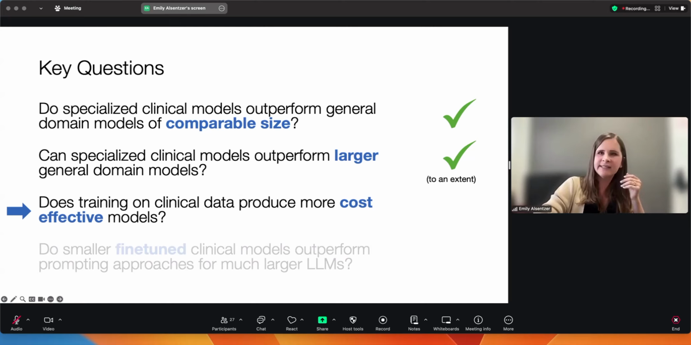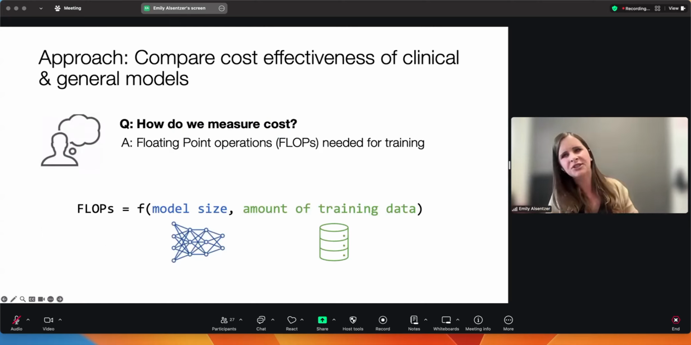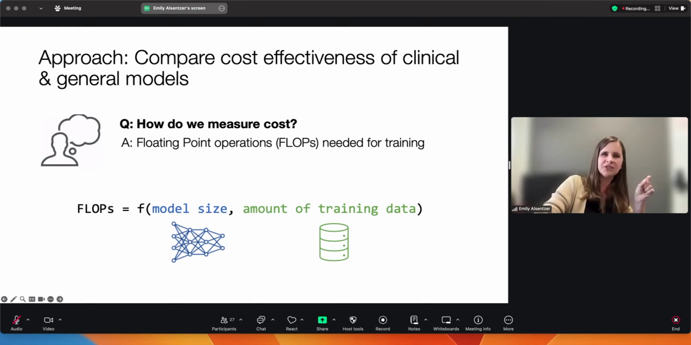either training or inference. To answer this question, we have to define how we want to measure the cost of a model. So we can define cost of training in terms of the number of floating point operations, or flops, needed for training. Flops are a function of model size, so the number of model parameters, as well as the amount of training data that the model is trained on.